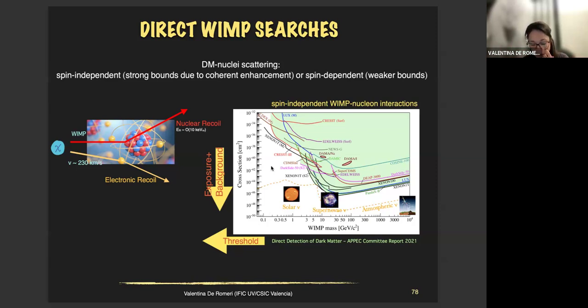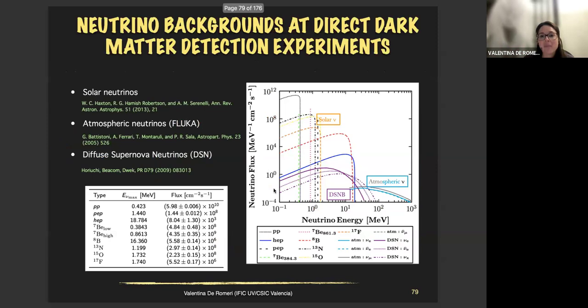So soon, these experiments are expected to touch the so-called neutrino floor, some kind of irreducible background from neutrinos, and actually they have already touched it this year, a background that arises from astrophysical neutrinos from the sun, the atmosphere, and the diffuse supernova neutrino background. So these astrophysical neutrinos would give rise to fluxes that are shown here in this figure as a function of the neutrino energy, which can be quite sizable, especially in the case of solar neutrinos.